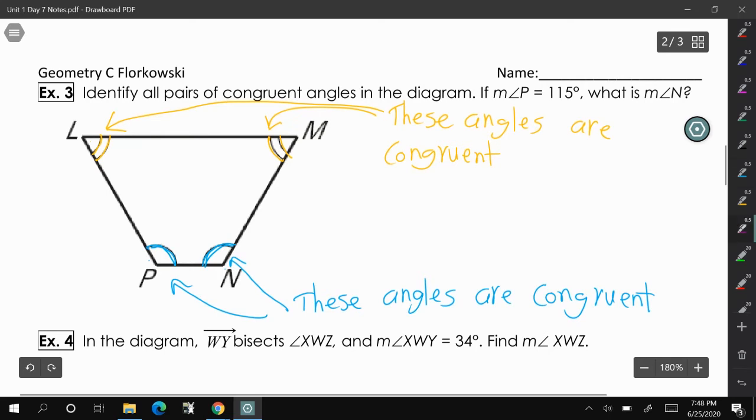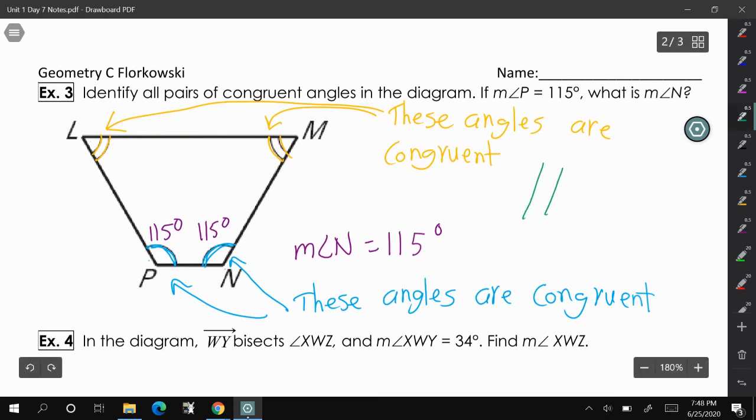And since the measure of angle P is 115 degrees, the measure of angle N is also 115 degrees. Now, just like what we talked about for segments, you don't have to write this down. I'm just going to do some scratch work.